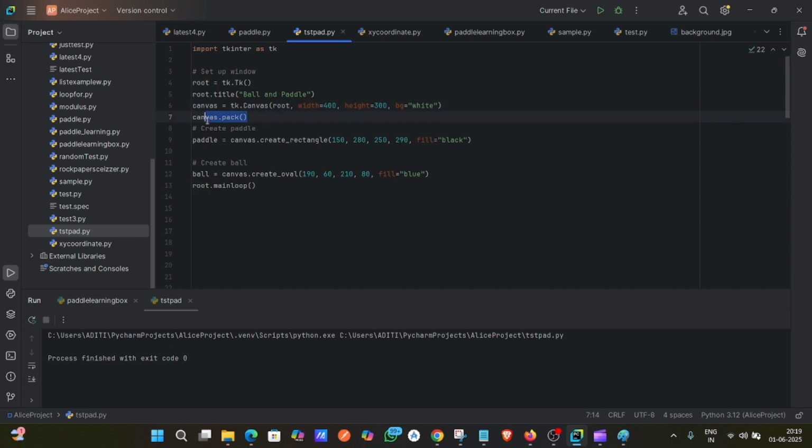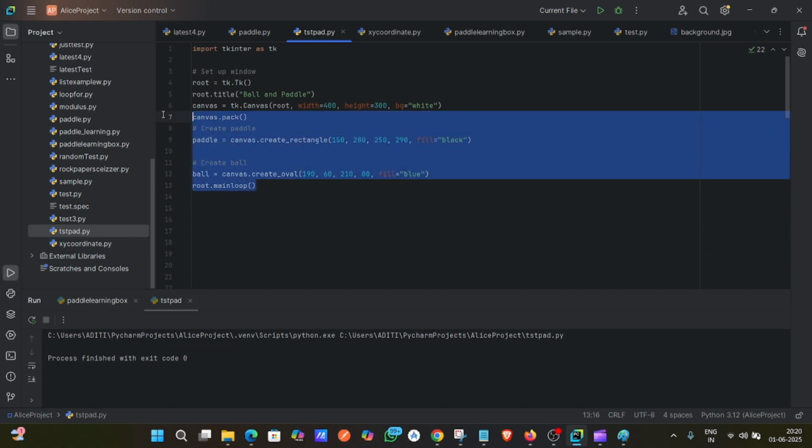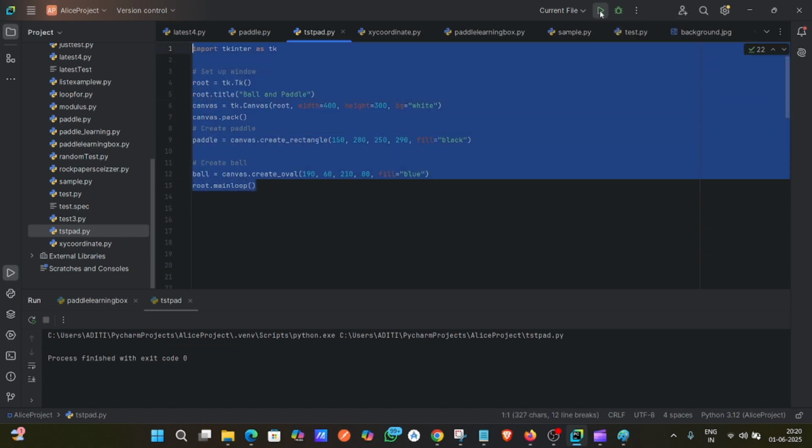Now this line, canvas.pack. By this line, I'm fixing this canvas on my wooden stand. And then I'm creating one paddle rectangle at 150, 280, 250, 290 coordinates, x1, y1, x2, y2. We'll discuss this x1, y1, x2, y2 in detail in the next presentation, in a few moments. So I'm creating this rectangular paddle of black color here, and I'm creating one default ball here at this location 190, 60, 210, 80 of blue color. And I'm running this program. See the impact of this.